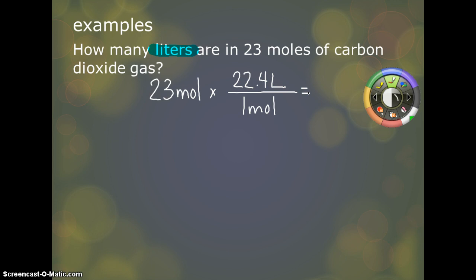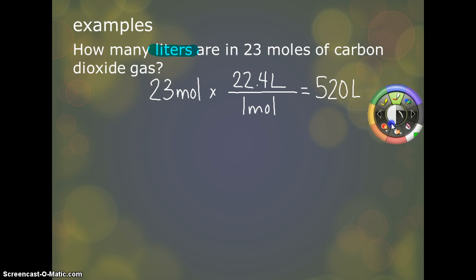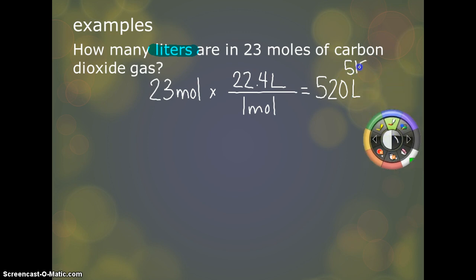So then we do our math. 23 times 22.4. You're going to watch your sig figs. You can only have 2 sig figs here. So our answer is going to be reported as 520 liters. Now you got 515, but because you can only have 2 sig figs, if you look at what's behind it, 5, that means the 1's going to get rounded up to a 2, so you get 520 liters.